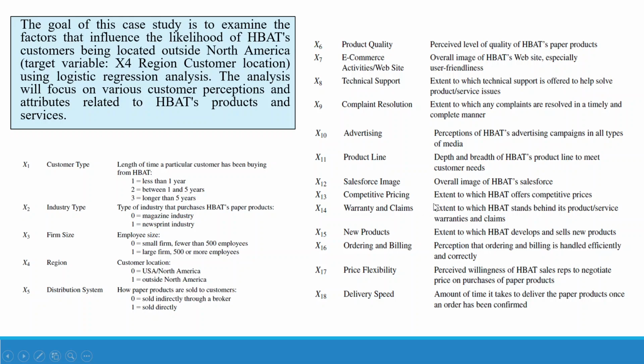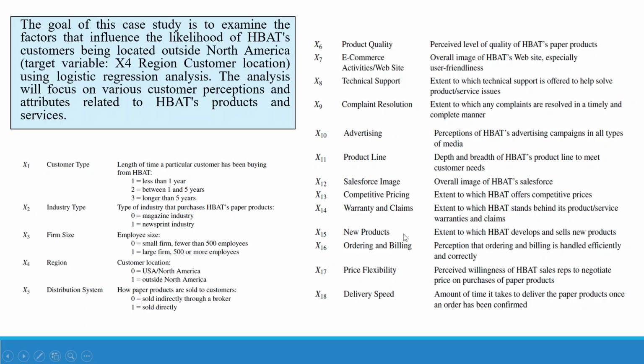X13, competitive pricing: extent to which HBAT offers competitive pricing. X14, warranty and claims: extent to which HBAT stands behind its product service warranties and claims. X15, new products: extent to which HBAT develops and sells new products. X16, ordering and billing: perception that the ordering and billing is handled efficiently and correctly. X17, price flexibility: perceived willingness of HBAT sales representatives to negotiate price on purchases of paper products. X18, delivery speed: amount of time it takes to deliver the paper products once an order has been confirmed. So these are all perceptions and attitudes.